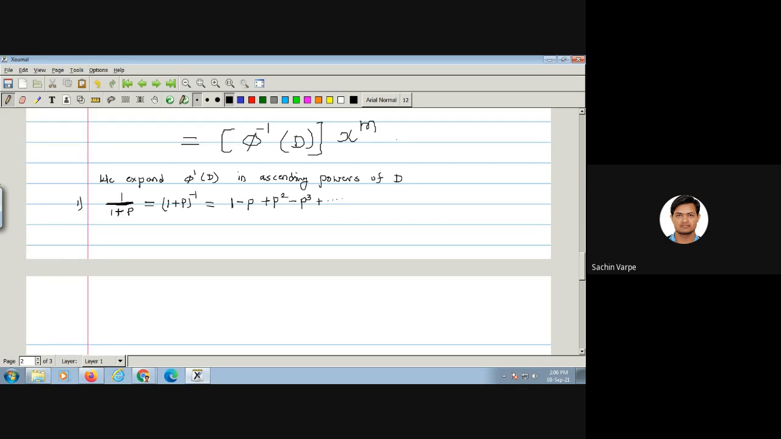When I replace p by x, what is the expansion of 1 upon 1 plus x? 1 minus x plus x square minus x cube plus and so on. And the similar expansion we have for 1 upon 1 minus p, that is (1 minus p) inverse, and that equals what? All the terms are positive: 1 plus p plus p square plus p cube plus and so on. Is this point clear to everyone?